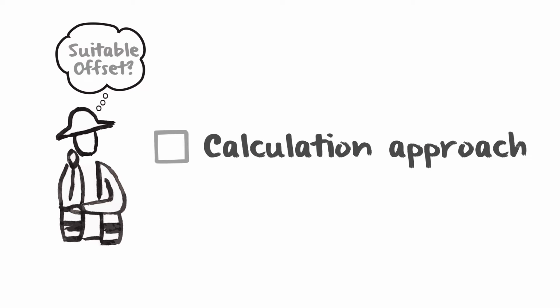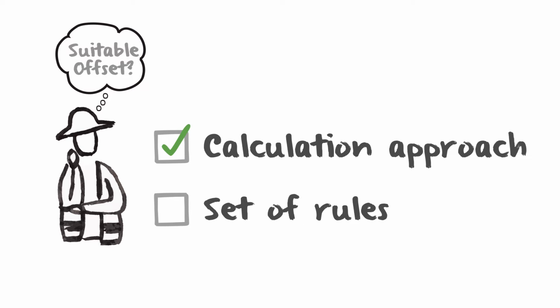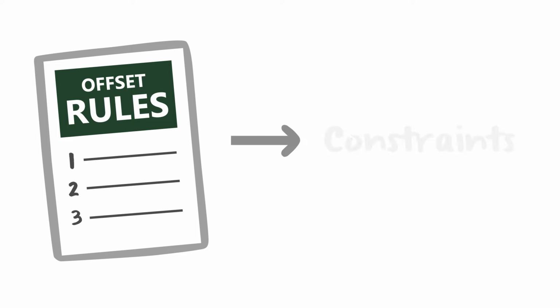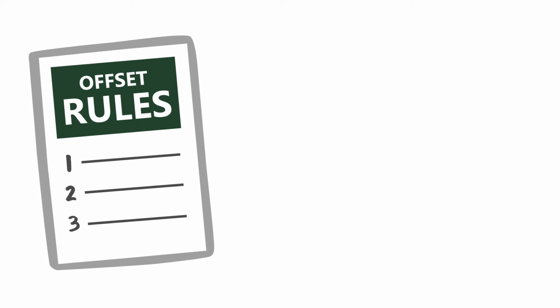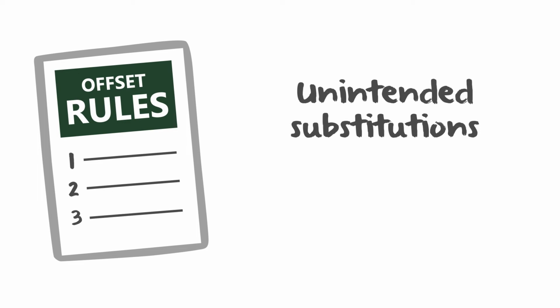Deciding what makes a suitable offset requires a combination of a calculation approach to ensure that gains are at least the same size as losses, as described in videos 4 and 5, and a set of rules set by the policymaker that determine what sort of exchanges are acceptable. Offset rules are useful for setting constraints whenever we want an offset to have certain characteristics in addition to ensuring that the gain is at least as large as the loss. Using rules can help avoid the unintended substitutions that we describe in video 3.